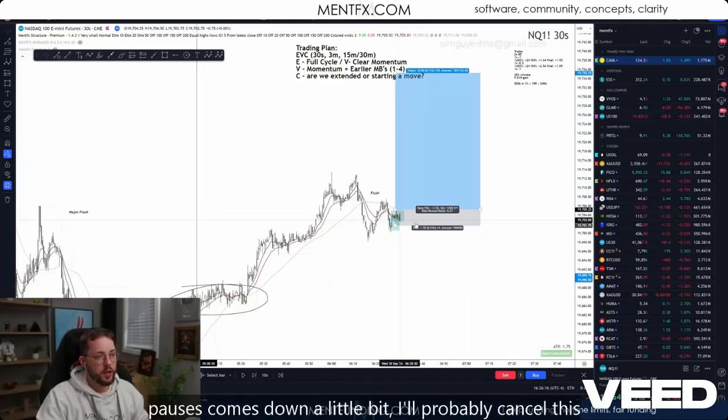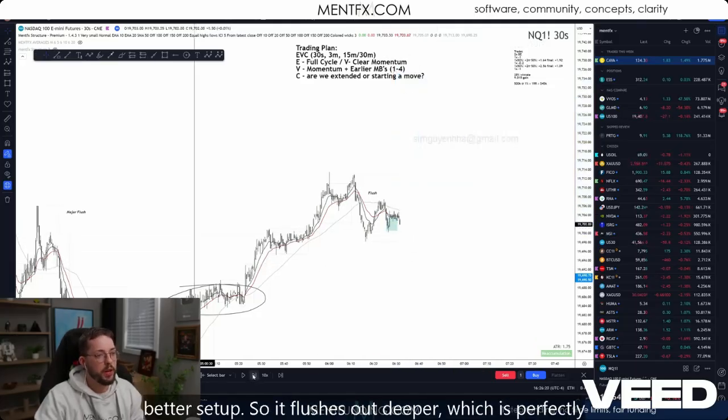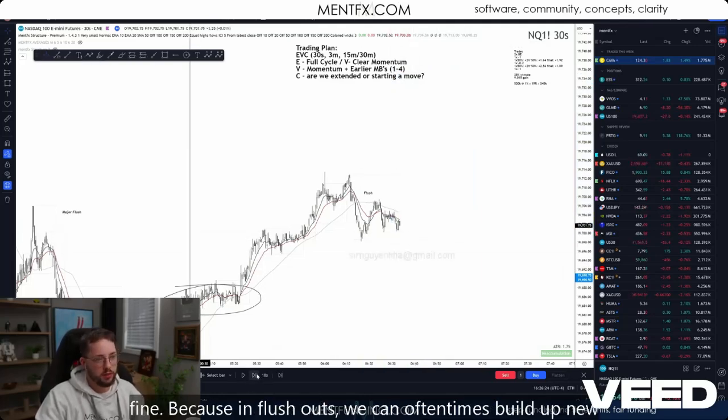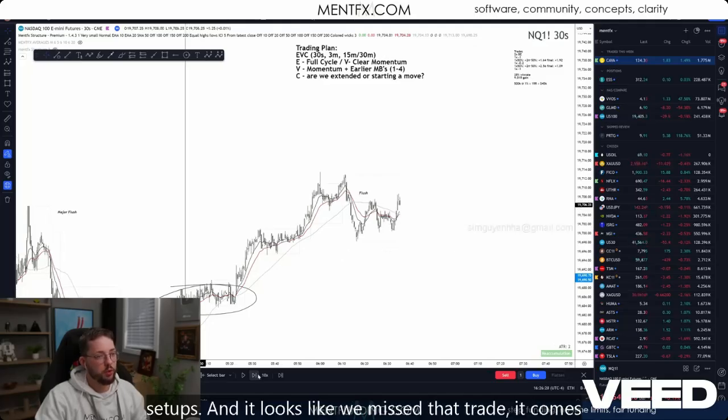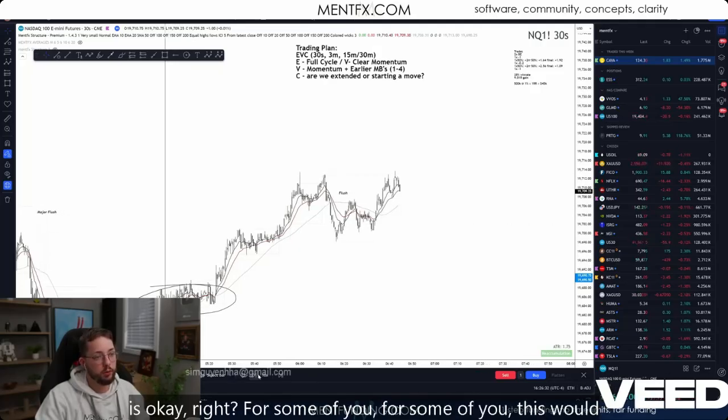So price pauses, comes down a little bit. I would probably cancel this trade now. I would give this a chance to now build up a better setup. So it flushes out deeper, which is perfectly fine, because in flush outs, we can oftentimes build up new setups. And it looks like we missed that trade. It comes down and it starts a move that we get to miss out on, which is okay, right?